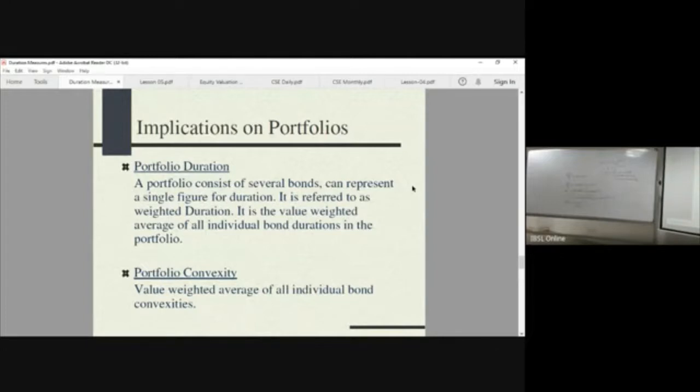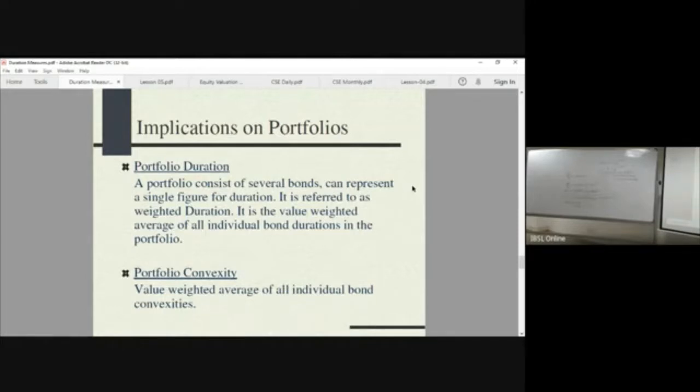Then we have to multiply the weight with the respective duration. So 1/3 into the first bond's duration, I told it is 2, no? Then 1/3 into 2 plus 2/3 into 3. The total will give you the portfolio duration.